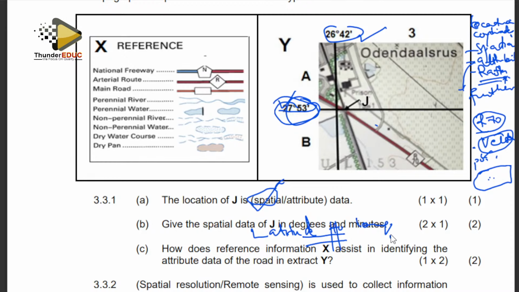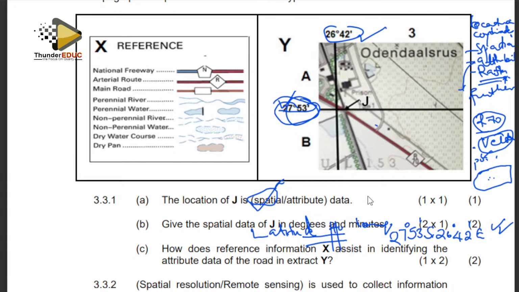So what do we write? We write 27 degrees, 53 minutes, right? And then we go on. But remember, that one is the latitude, which we have to put S there. Then we go on. The next one is what? 26 degrees. How many minutes? 42 minutes. This is E, and those are 2 marks. Okay, so you see how geography is easy. For the love of geography, please make sure you understand these things.